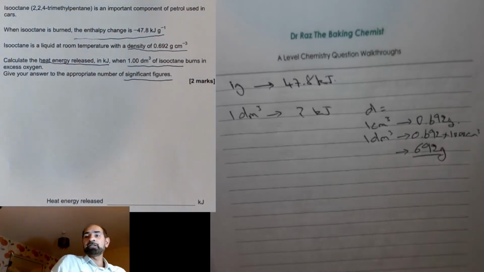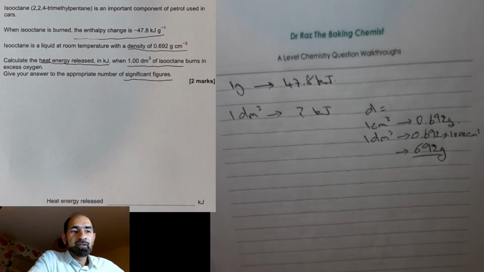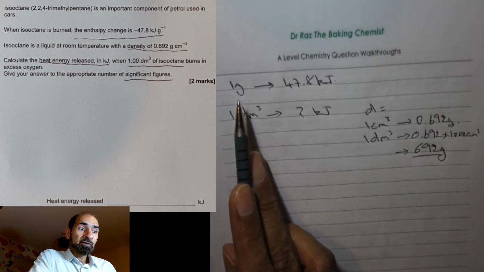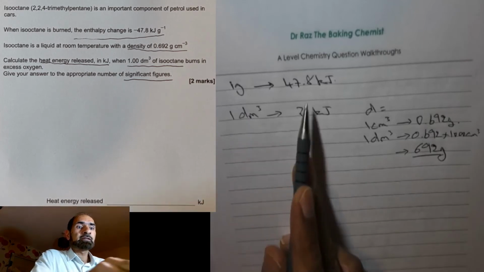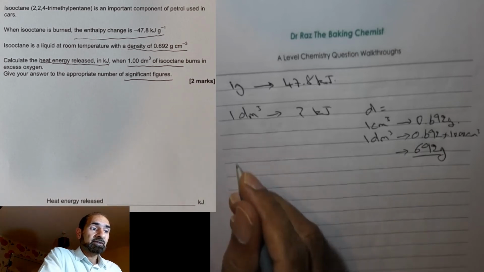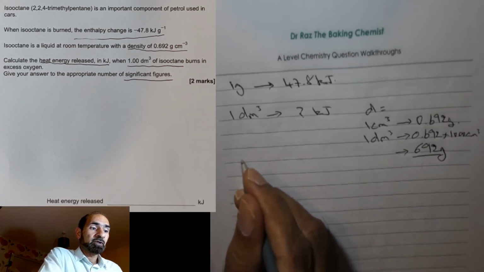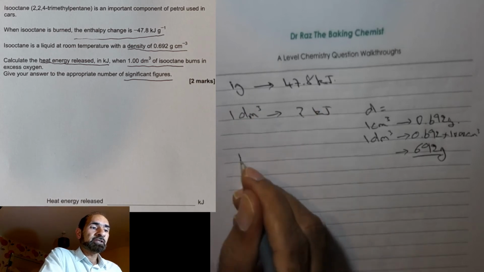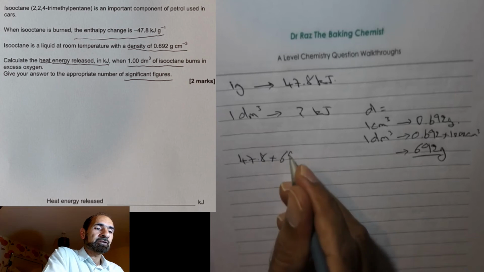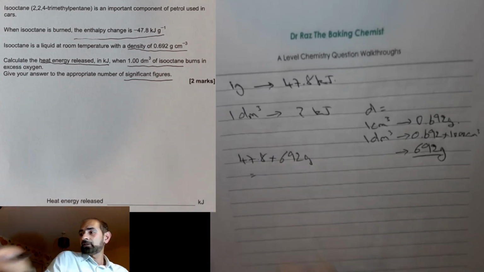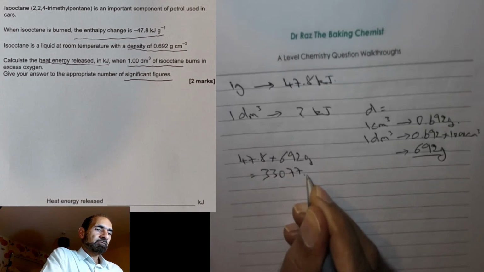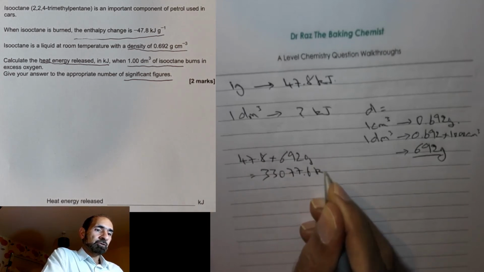It's 692 grams. Now if you go back to the start, 1 gram gives you 47.8, so how much does 692 grams give? It becomes simple now, isn't it? 1 gram gives you that much, so it's 47.8 times 692 grams, which equals 33077.6 kilojoules.